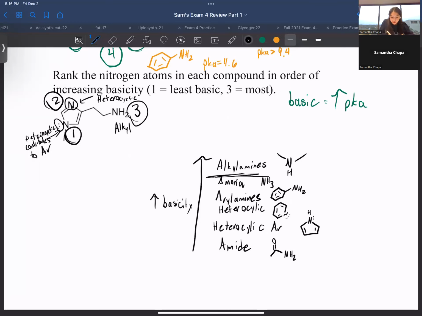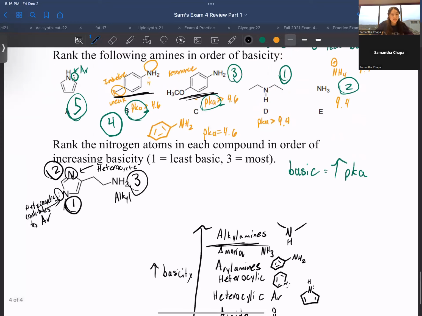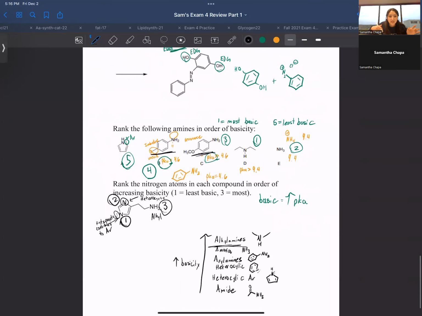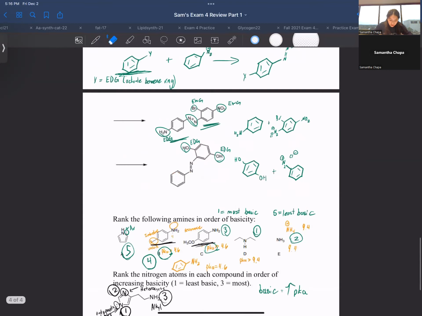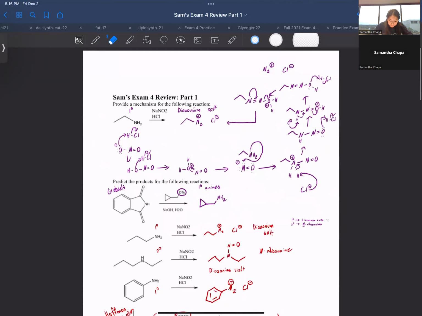Yeah, so for this question right here, this little chart was helpful. For this one up here, this is where you have to apply everything that you know about basicity and acidity and everything. But yeah, we're done with this worksheet right here.